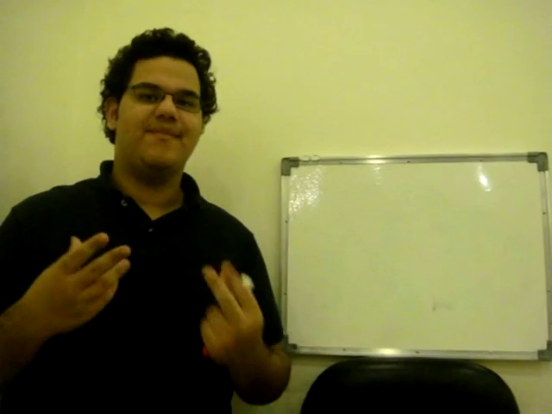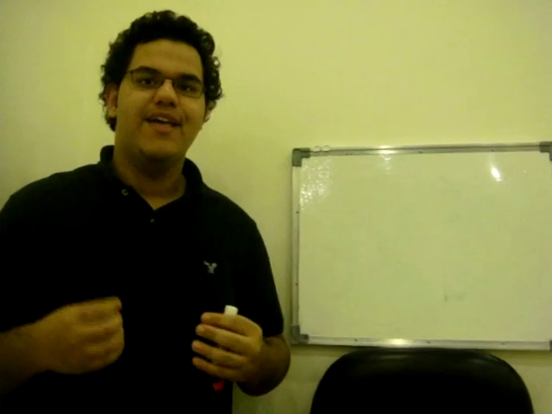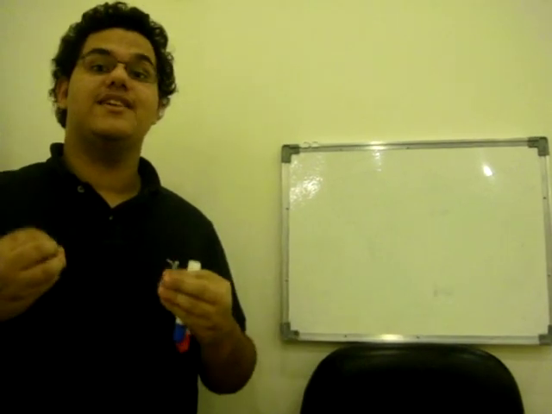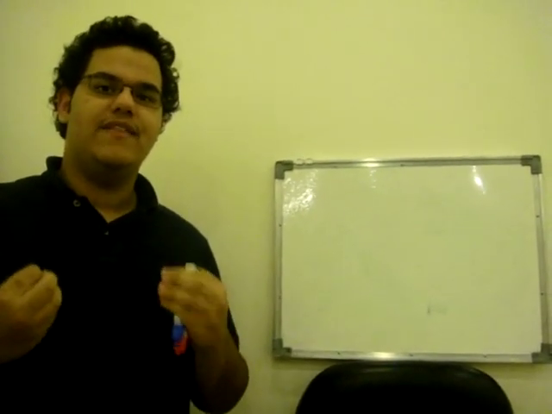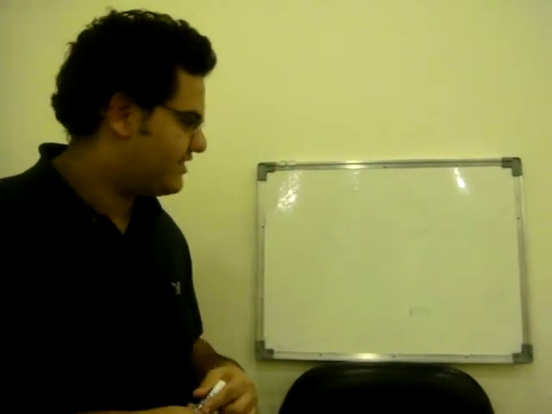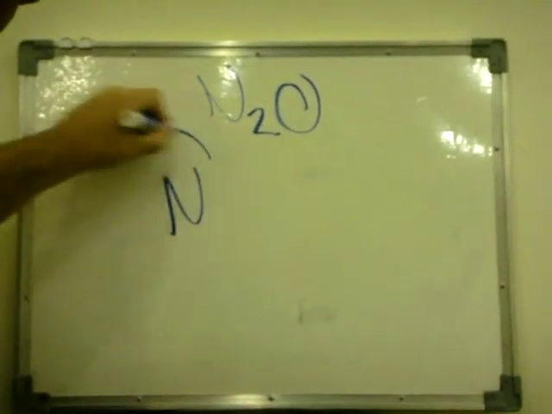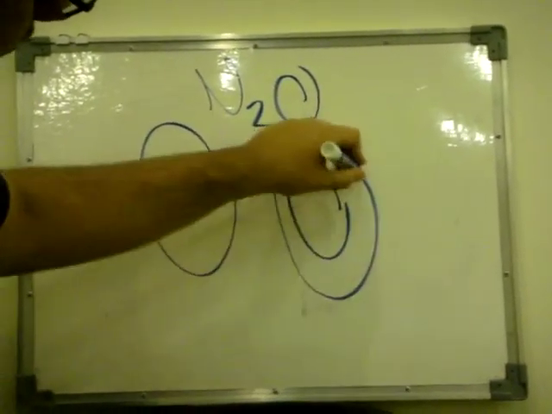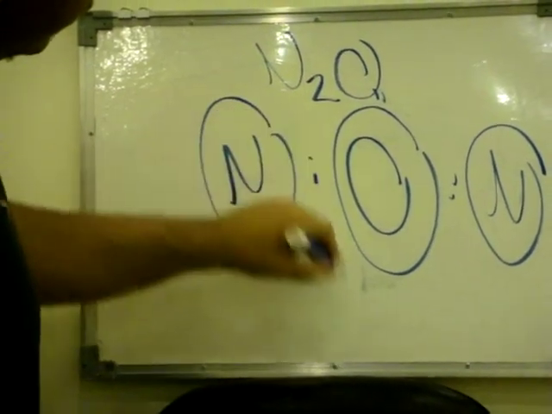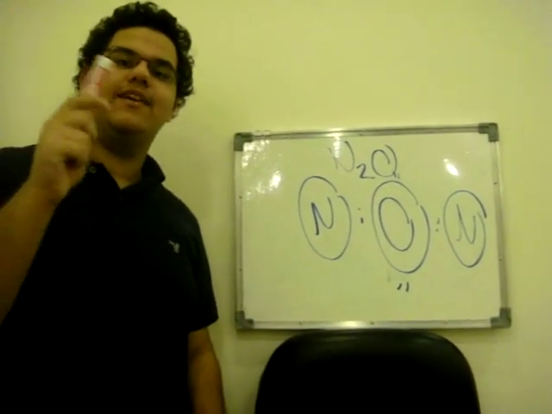Anyways, to predict the shape of a molecule, you must examine the Lewis structure of the molecule. You must also take into account the valence shell electron pair repulsion theory, abbreviated as the VSEPR theory. According to this theory, the shape of a molecule is determined by the valence shell electrons surrounding the central atom. For example, N2O. As you can see, there are 8 valence electrons surrounding the central atom.